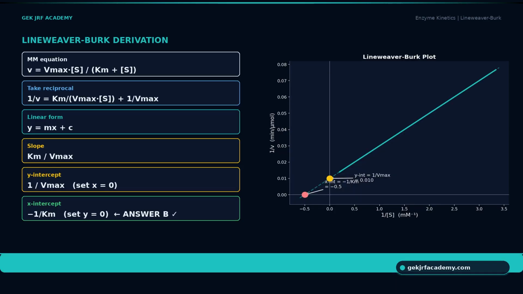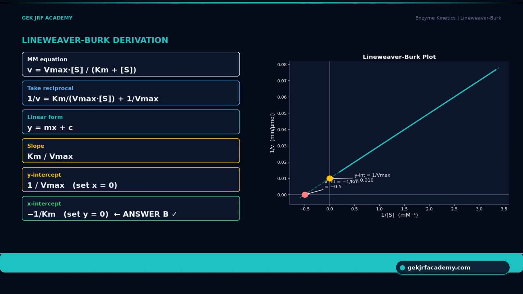The Lineweaver-Burk plot linearizes the Michaelis-Menten equation by taking the reciprocal of both sides. The result is 1 over V equals Km over Vmax times 1 over substrate concentration plus 1 over Vmax. This is the standard linear form, y equals slope times x plus intercept. The slope is Km over Vmax. The y-axis intercept is 1 over Vmax. The x-intercept is found by setting y equal to 0 and solving. The result is -1 over Km.